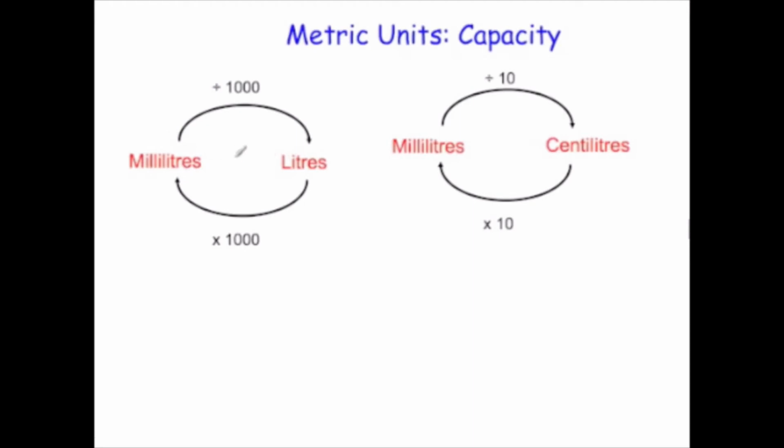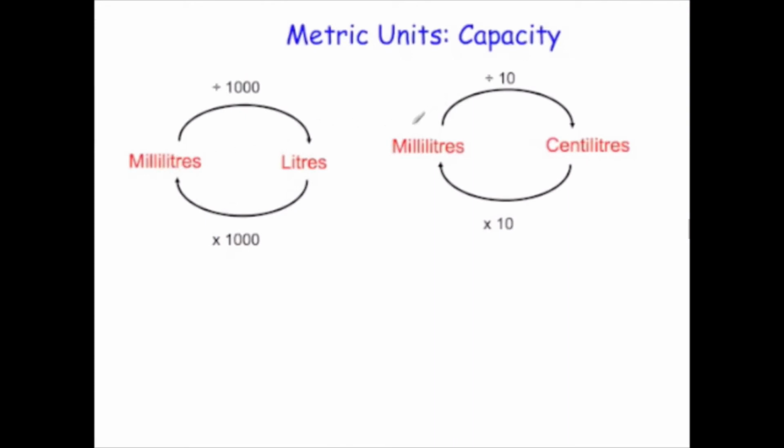So to convert between milliliters to litres, you would divide by 1,000. So for instance, 8,000 milliliters divided by 1,000 would be 8 litres. And likewise, to convert between litres to milliliters, you would times by 1,000. So if you had 4 litres times 1,000, that would be 4,000 milliliters.